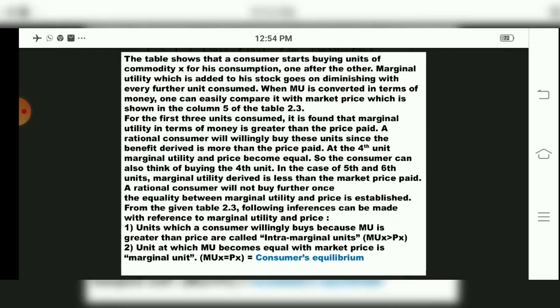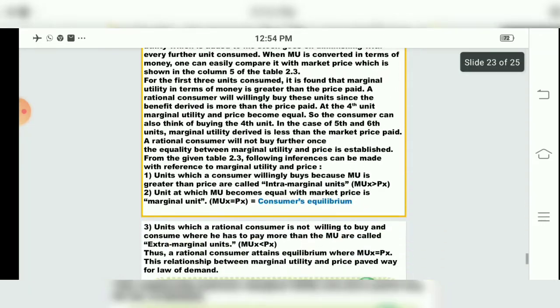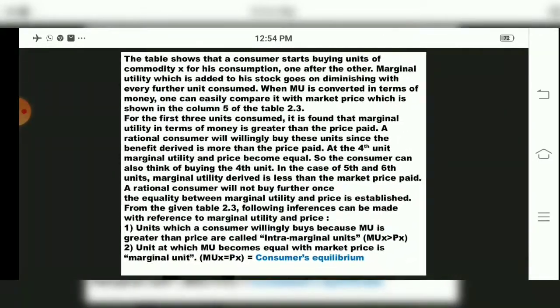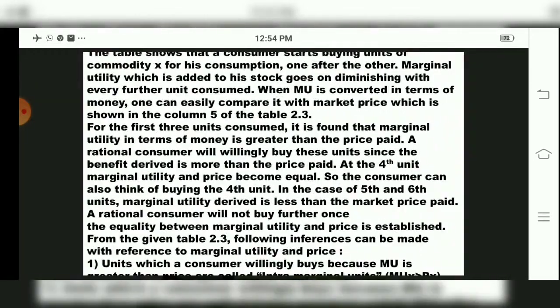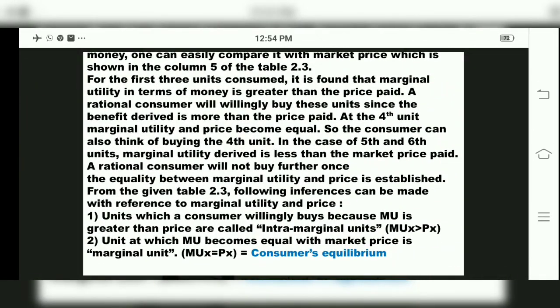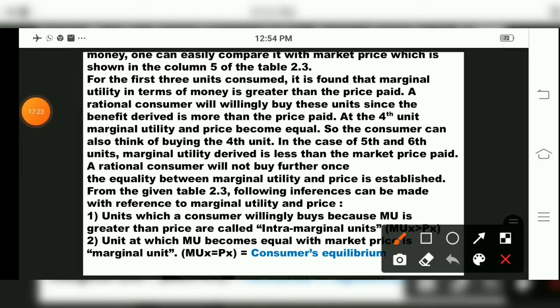So they have told over here, and I also explained before, children, that units which a consumer willingly buys where MU is greater than the price are called as what?